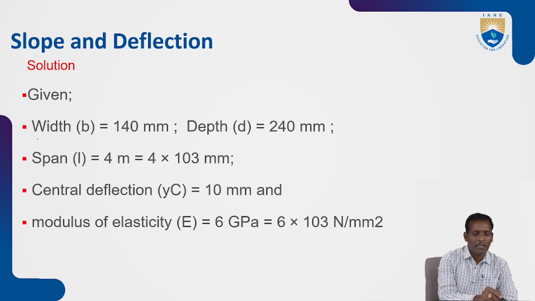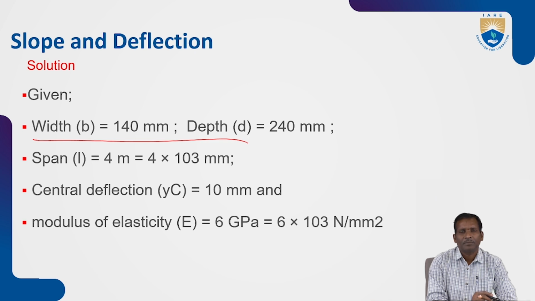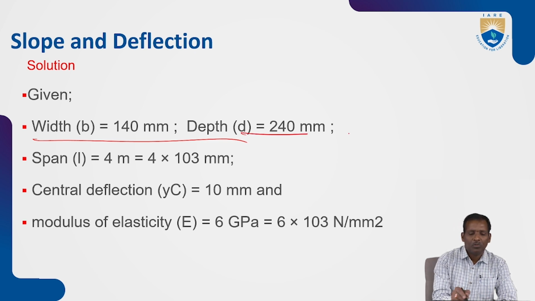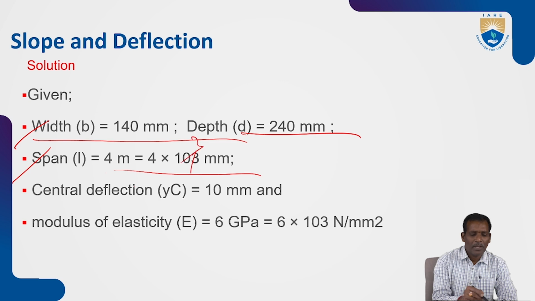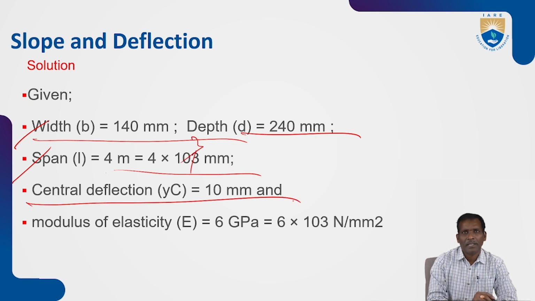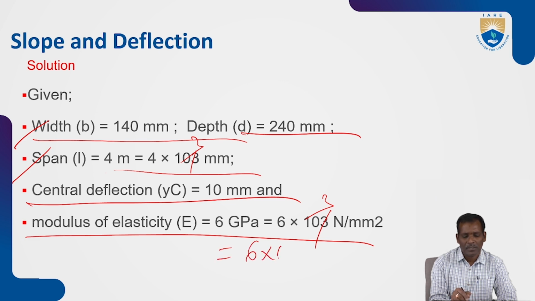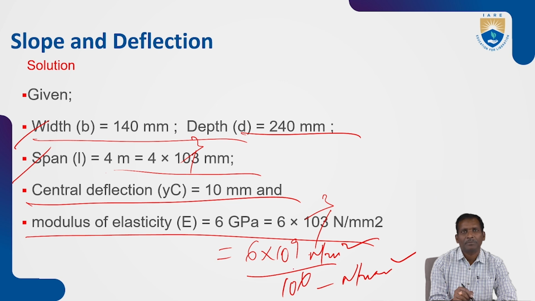See the given data: width 140, depth 240, span 4 meters, that is 4 into 10 cube mm. The center deflection is 10 mm, and the modulus of elasticity E is 6 gigapascal, so 6 into 10 cube newton per mm². We already know the conversion: 10 to the power of 9 newton per meter square divided by 10 to the power of 6 gives mm².